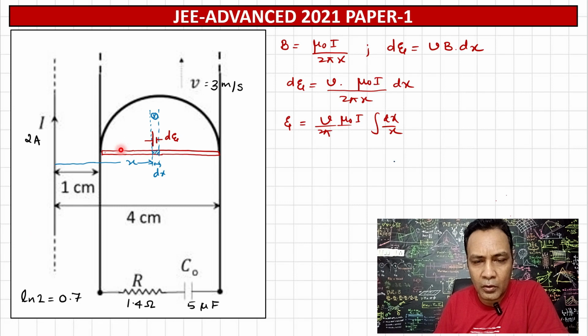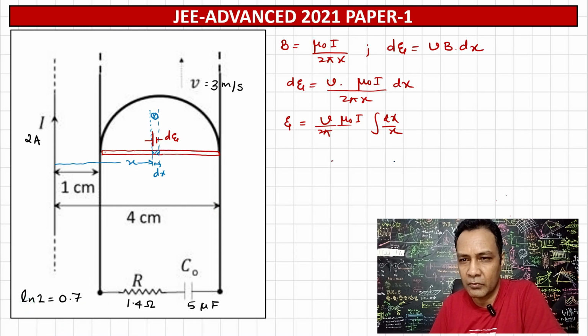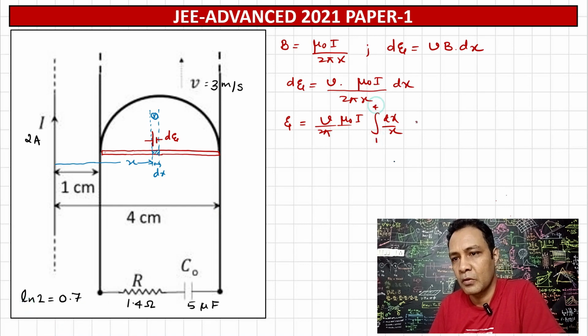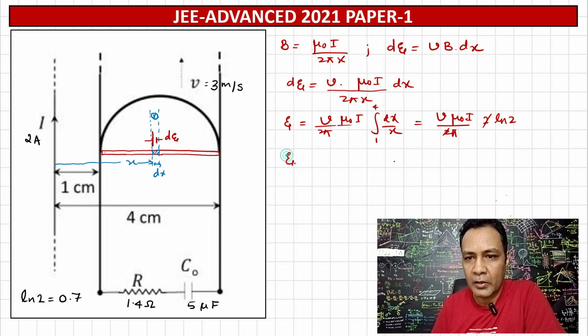And for the whole rod, this x varies from 1 centimeter to 4 centimeter. No need to convert in amperes because that will become a ratio. This will go from 1 to 4. So that is V mu naught I divided by 2 pi, and this will be ln x, 1 to 4, ln 4, and ln 4 I am directly writing 2 ln 2. So this 2 gets cancelled, and let me put the values.